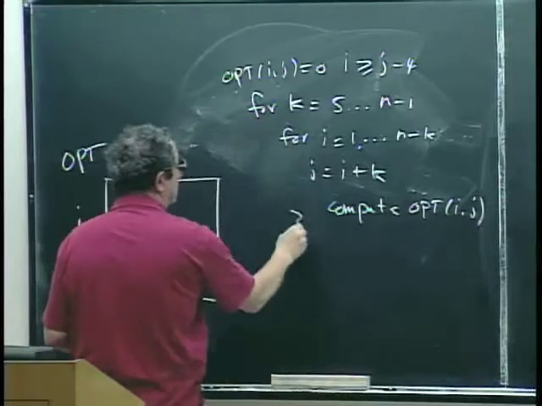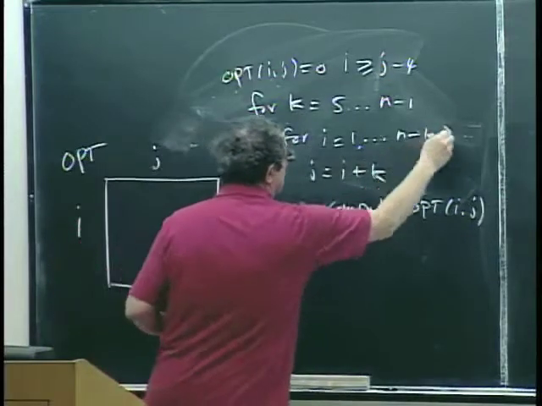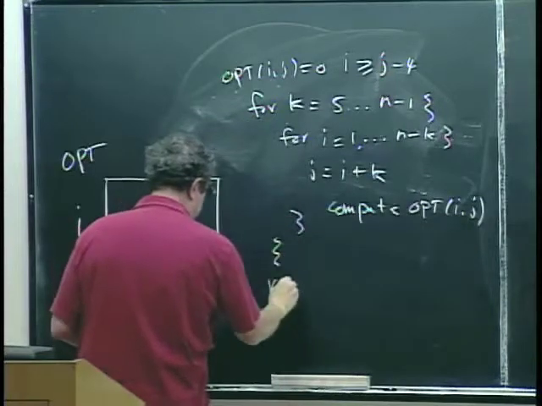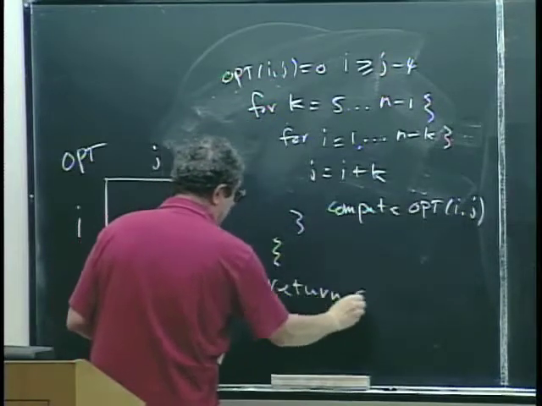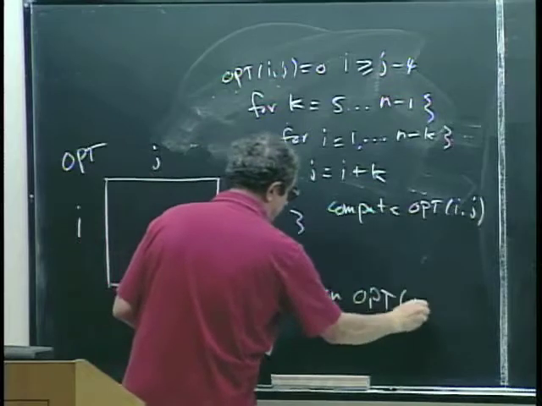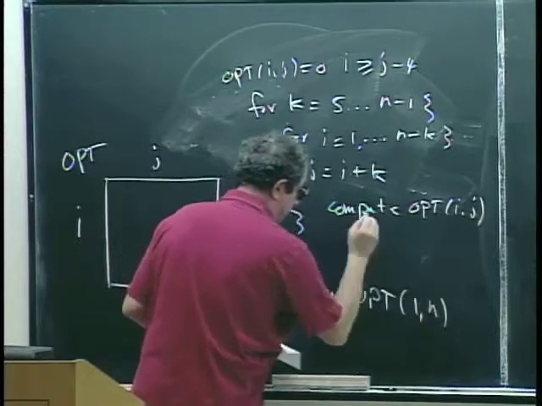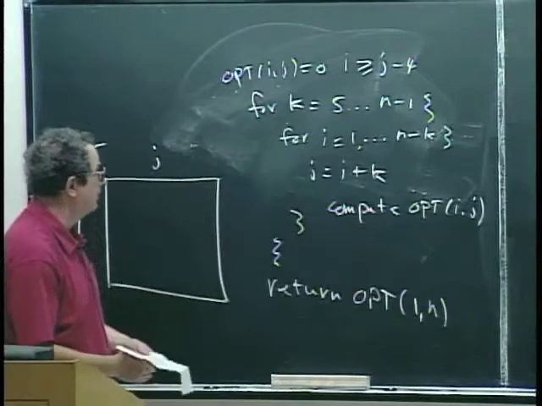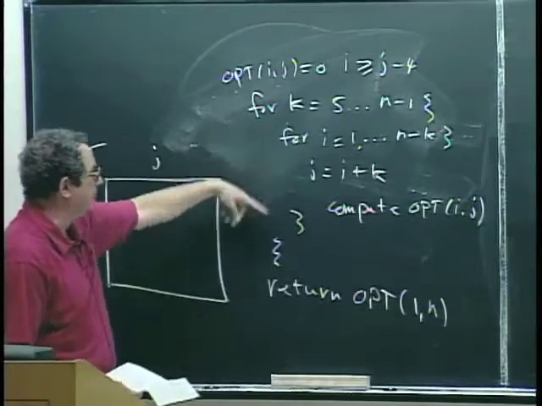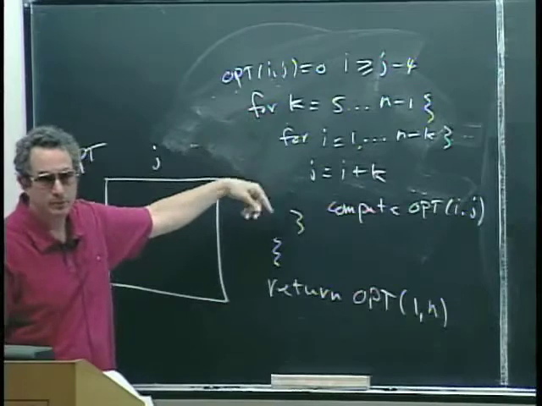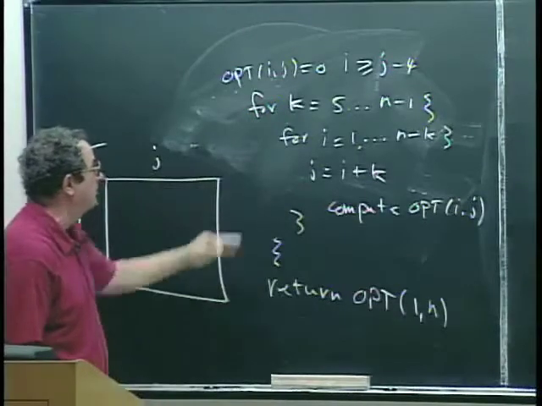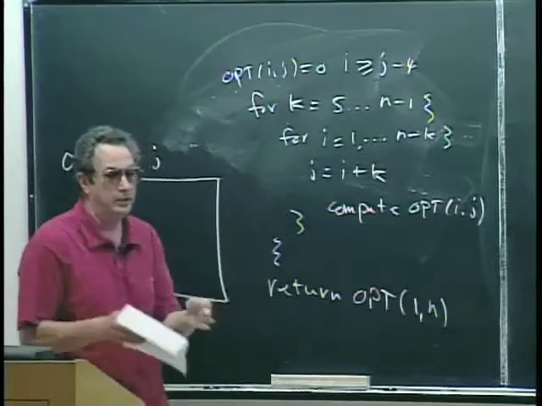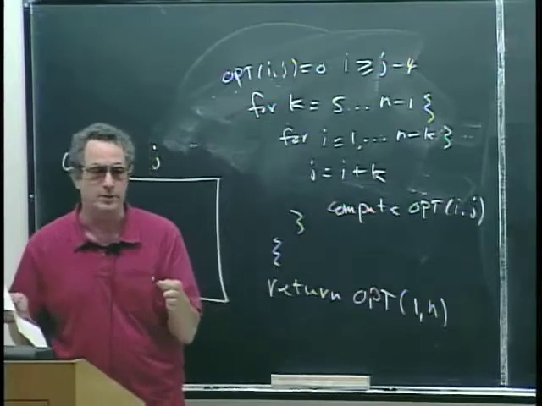And then you can return opt 1 through n ultimately. Okay? So you may want to parse this a little bit. This is exactly what's in the book, so you don't need to really write it down right now. But this is just saying we're going to look at the values of I and j in increasing distance between I and j.